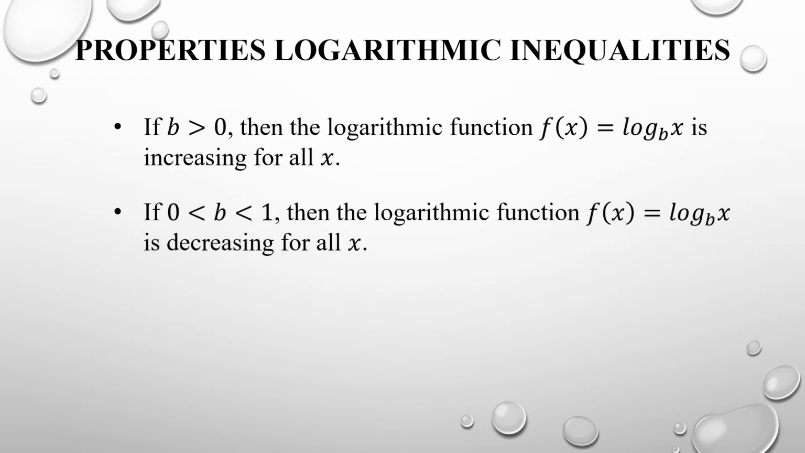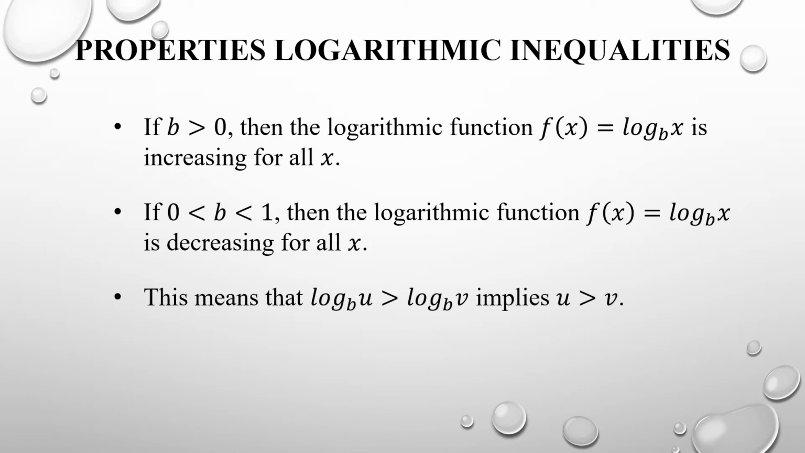Next, if b is greater than 0 but less than 1, then the logarithmic function f of x is equal to logarithm of x to the base b is decreasing for all x. This means that logarithm of u to the base b is greater than logarithm of v to the base b implies u is greater than v.